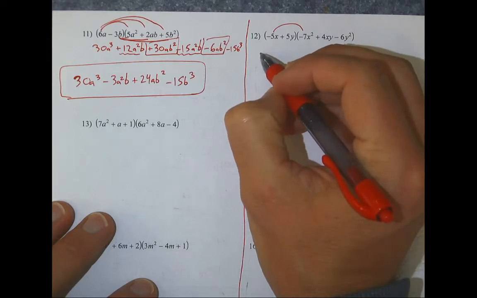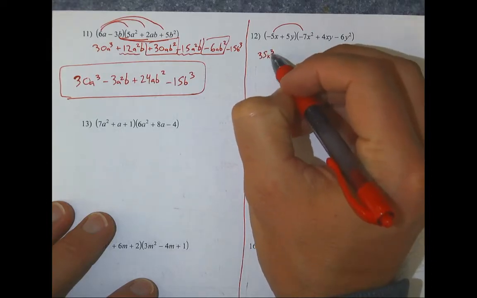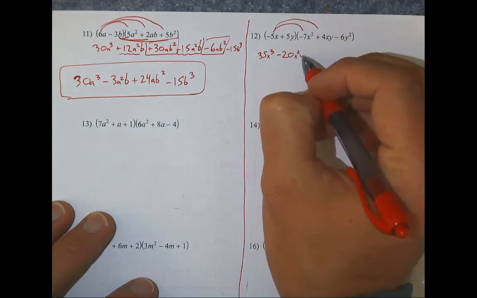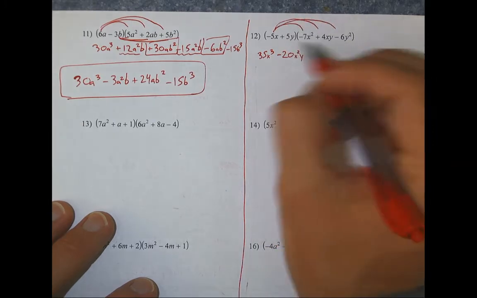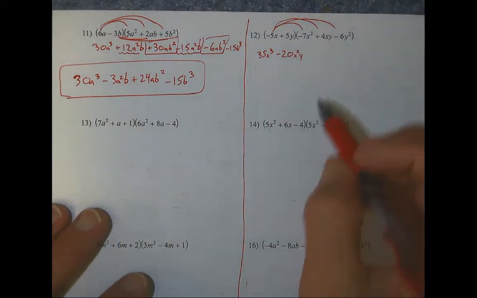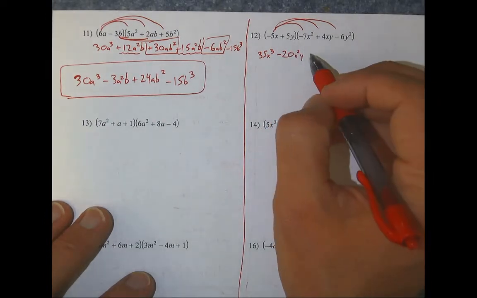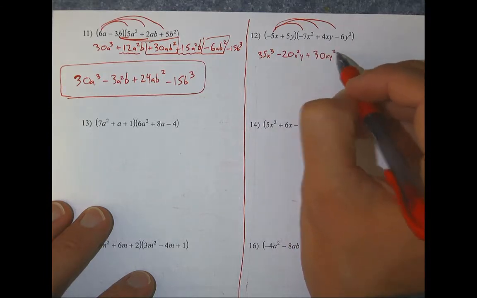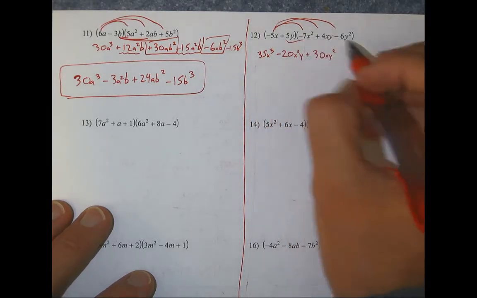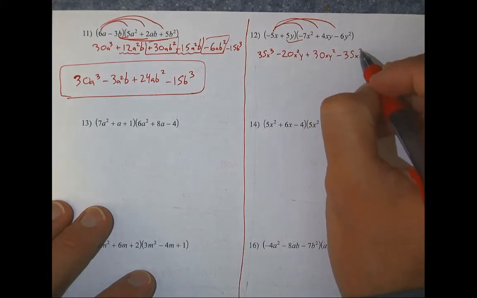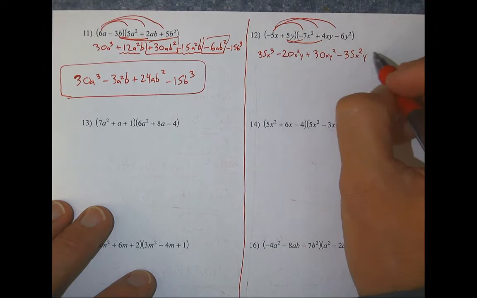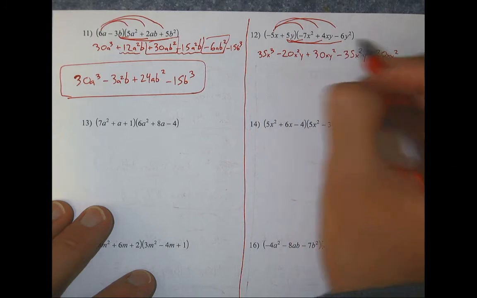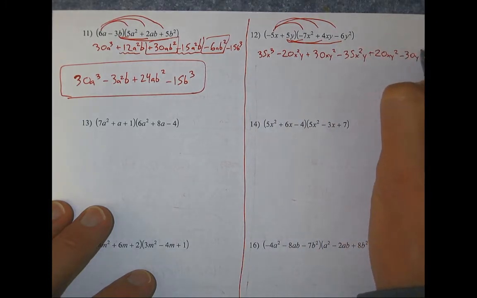All right, that's positive 35x to the third. It's negative 20x squared y. Positive 30. X times y squared is xy squared. Here, negative 35x squared y, 20xy squared, negative 30y to the third.